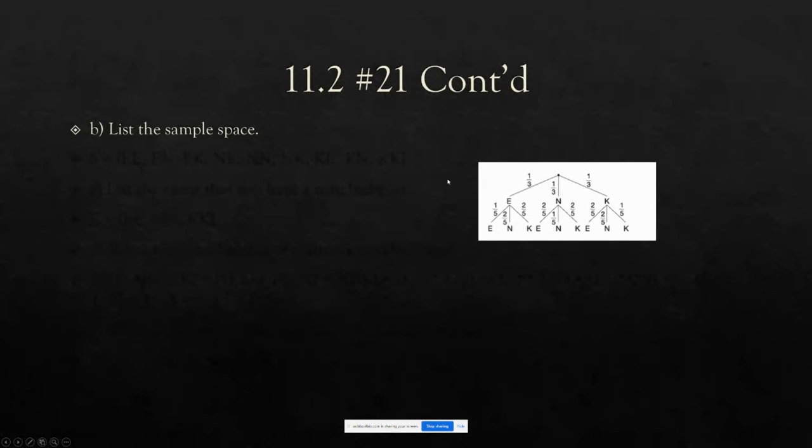Okay, and then it says to list the sample space. So you could get both socks blue. You could draw a blue first and then a brown. You could draw a blue first and then a black. You could draw a brown first and then a blue. You could draw out both socks that are brown. You could draw out a brown and then a black. You could draw out a black and then a blue, black and then a brown, or they could both be black.